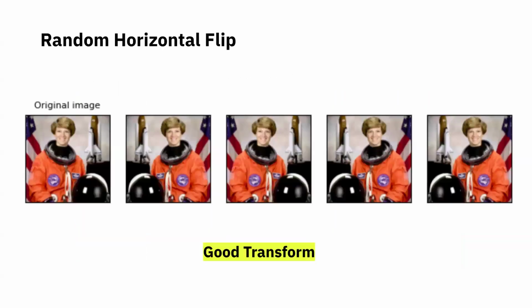So as we look at this random horizontal flip, this would be a good transform because it is the easiest to implement. It doesn't really modify your image at all. And it is very representative of your final test data set as well, right? And with very low effort, you get a good representative augmentation.